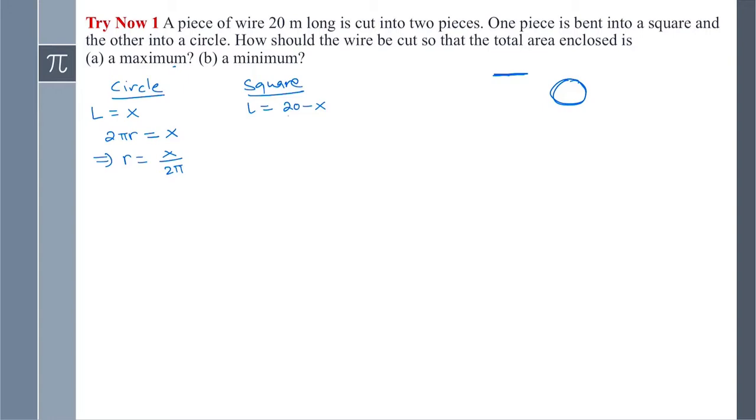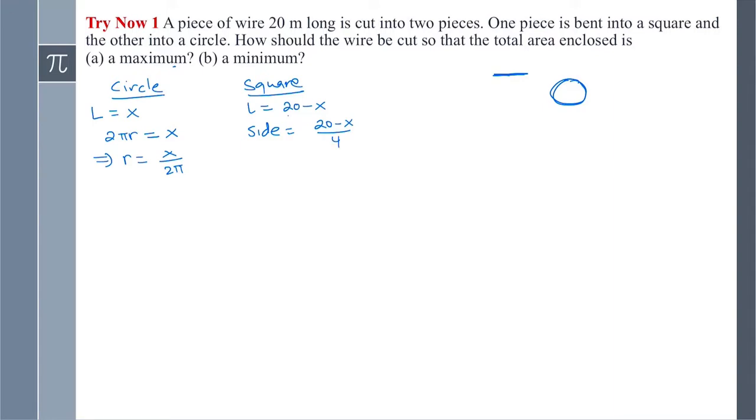Similarly, we have a wire and we bend it to make a square. That means this length of the wire is the perimeter of the square. The perimeter of the square is given by 4 times the side of the square, or if you divide the perimeter by 4, we get the side. So the side of this square is given by (20 minus x) over 4.